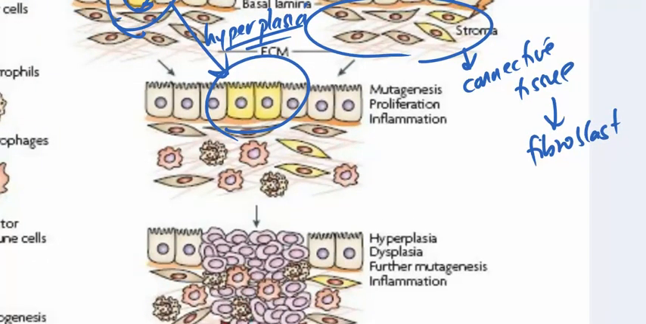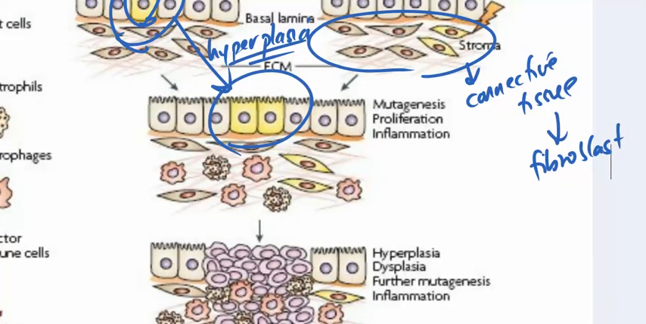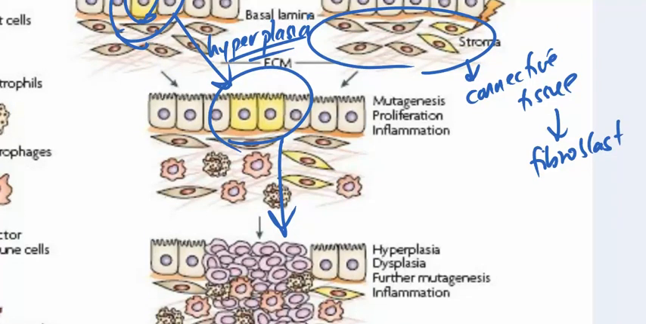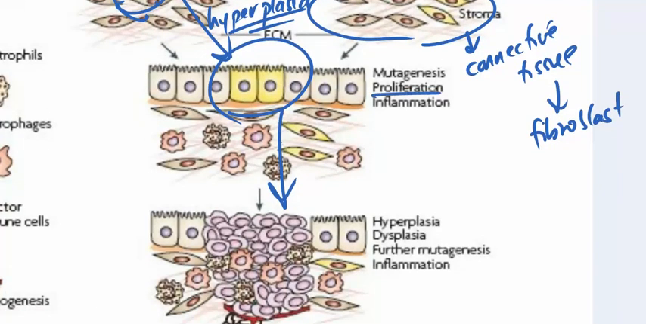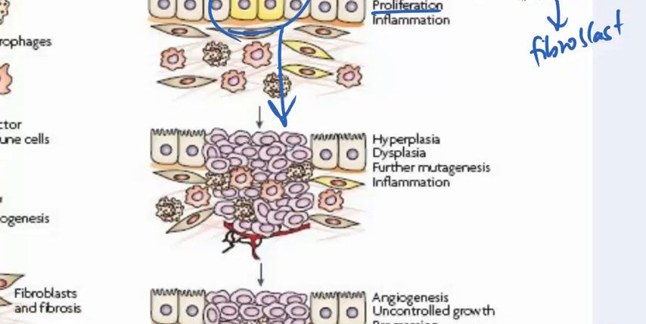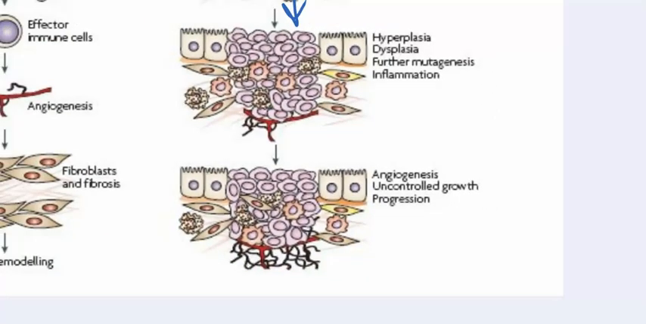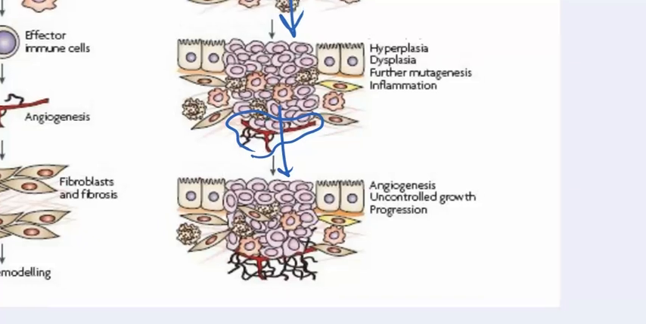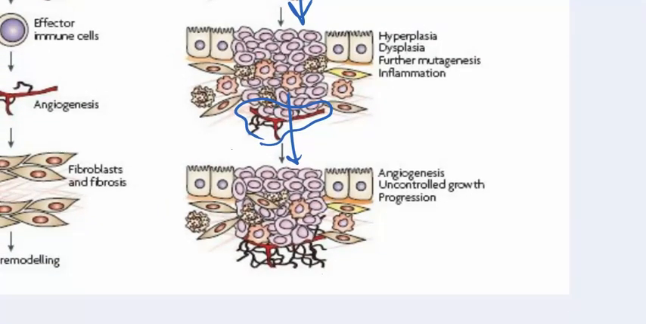From here we get another mutation, and it leads to further proliferation. But now the way that this cell looks is a lot different from here. So what would we now call this? Dysplasia. Okay, so we went hyperplasia, dysplasia. We're still getting more mutation, and we can kind of see that it's drawing some of the blood supply here. It's just getting a little bit worse here.